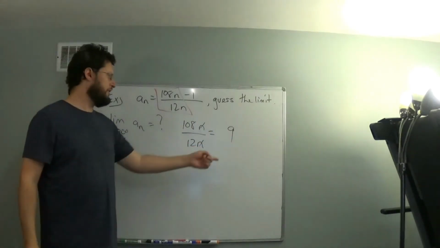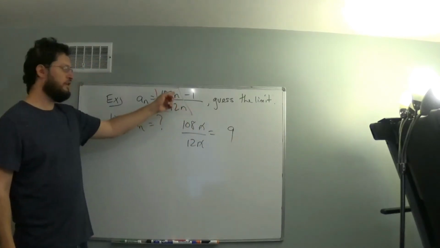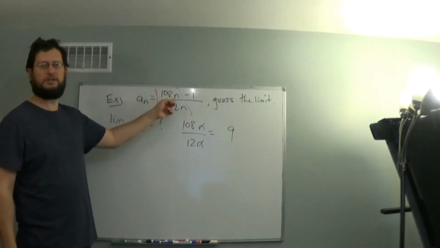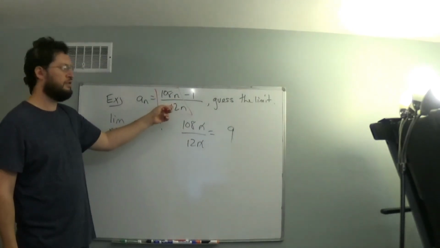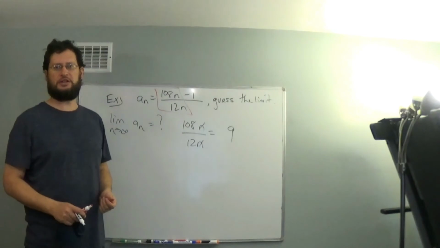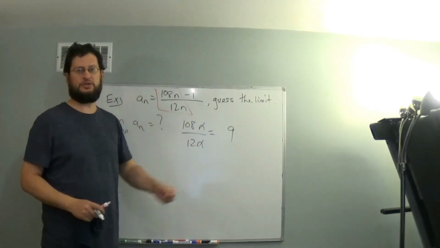Another way that you can look at this is you could plug in values of n. You could plug in very big values of n into this and put it into a calculator and see what you get. You'll find that you'll get stuff that is very close to 9, and as n gets bigger and bigger and bigger, they get closer and closer to 9 as well.